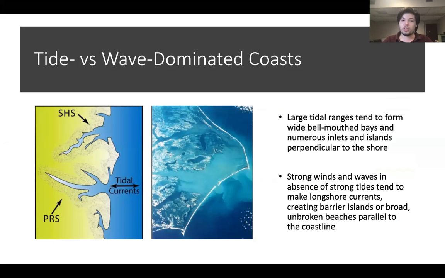On the other hand, strong winds and waves in the absence of strong tides tend to create longshore currents, which make barrier islands or broad, unbroken beaches parallel to the coastline. And you can see, on the other hand, here in sort of the Outer Banks of North Carolina, that's an example of an area created by mostly wave processes. So know the difference between those two and be able to identify what one might look like over the other.